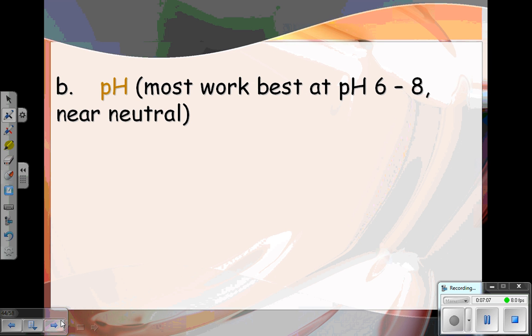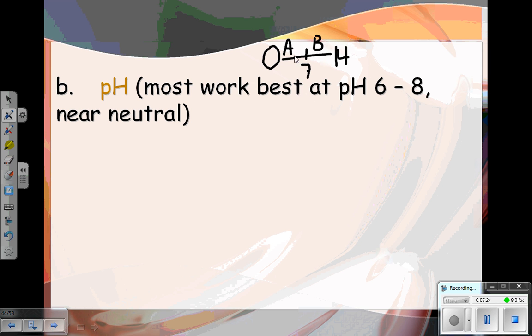Most enzymes work best at pH 6 to 8, which is near neutral. So remember the pH scale. It's a super important scale. It goes from 0 up to 14. The middle is 7. And if you just remember your alphabet, A, B, C, D.